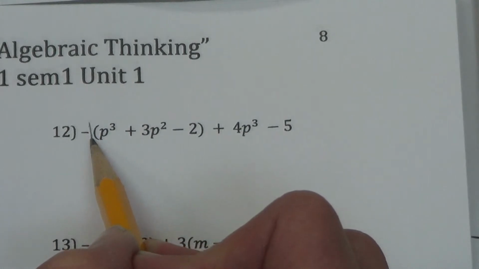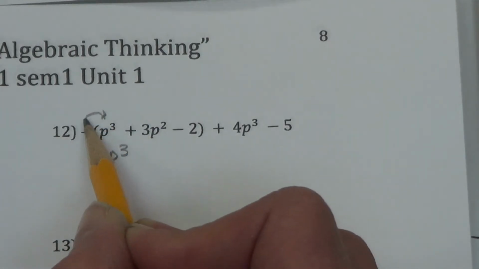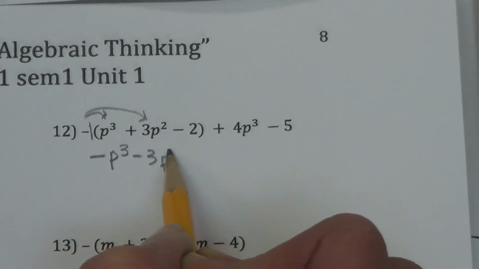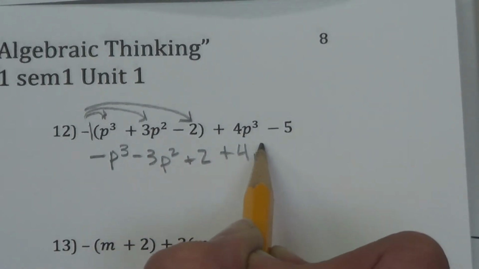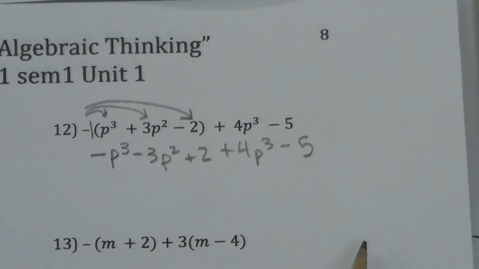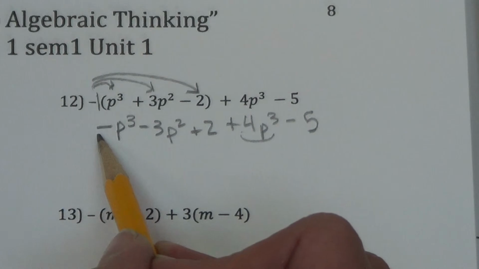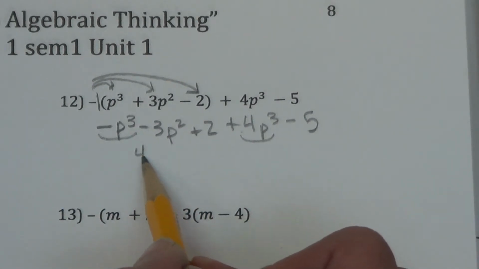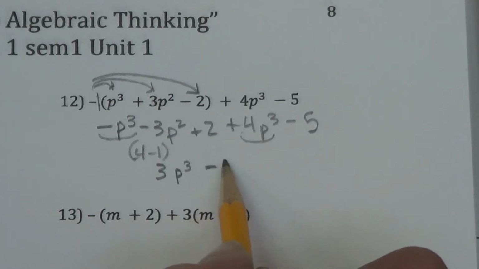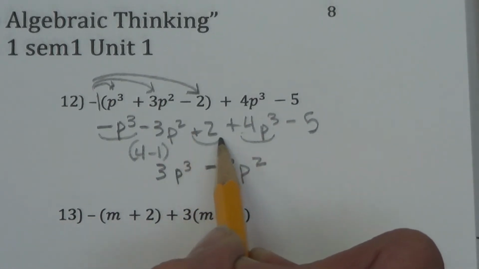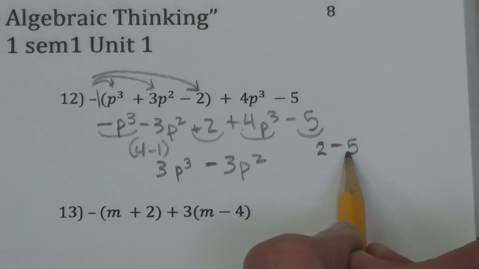Here we need to distribute this negative 1 before we can do anything else. So that makes it a negative p cubed. That would be a negative 3p squared. And this would be a positive 2, plus 4p cubed minus 5. Now we look at our terms and see if we have any like terms. Hopefully you've noticed that we have a 4p cubed and a negative 1p cubed. 4 minus 1 is 3. So we have 3p cubed minus 3p squared. And now we have like terms of positive 2 and negative 5. 2 minus 5 is negative 3.